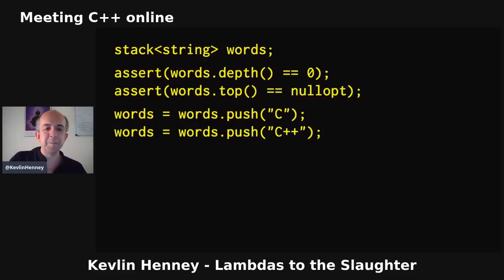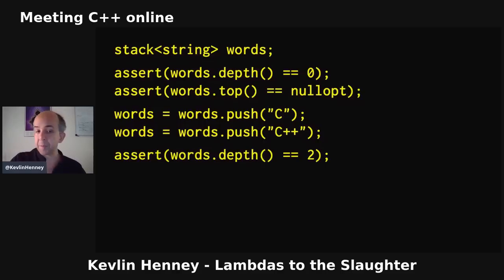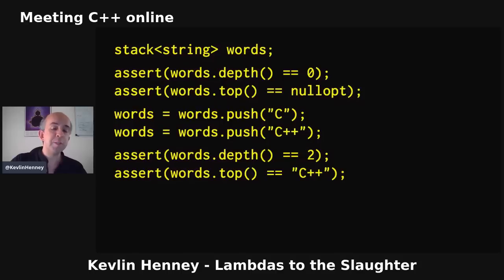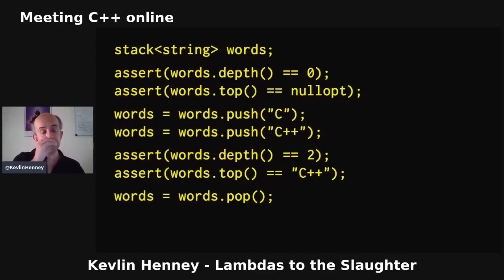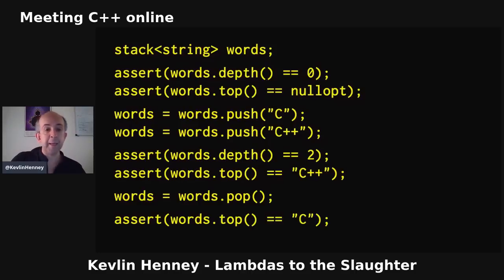So that's kind of nice. And then the depth is 2. But we must rebind at every level. So they're always constant operations. The top is C++, and then when I pop, the same works in reverse. So here, pop yields the resulting stack, and the top is C there. And if you wanted to pop an empty one, then it just becomes the identity operation. So it just returns an empty stack. So that all makes kind of sense, which is really nice. What does this look like?